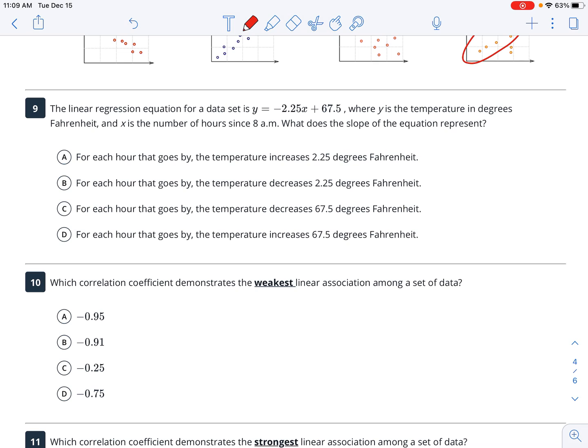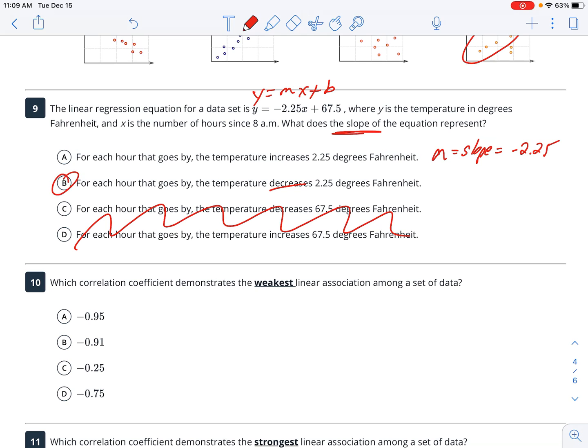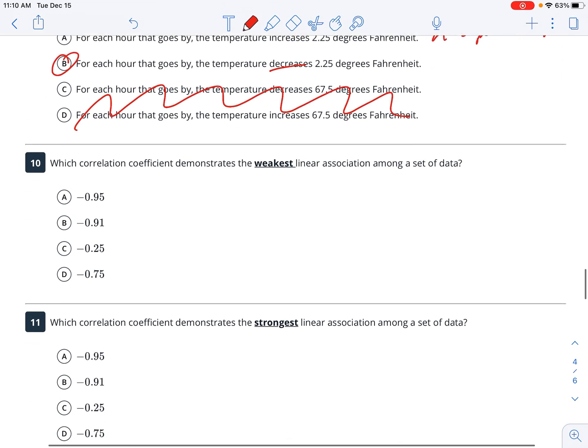Number 9, given that equation, we've seen this before, the slope in this problem is going to be negative 2.25. So scratch out the ones that make no sense. 67.5 is about the y-intercept. Now it's negative 2.25, so that's why I'm going to choose the decreases one. If it was this one, it would be positive, which we don't have.